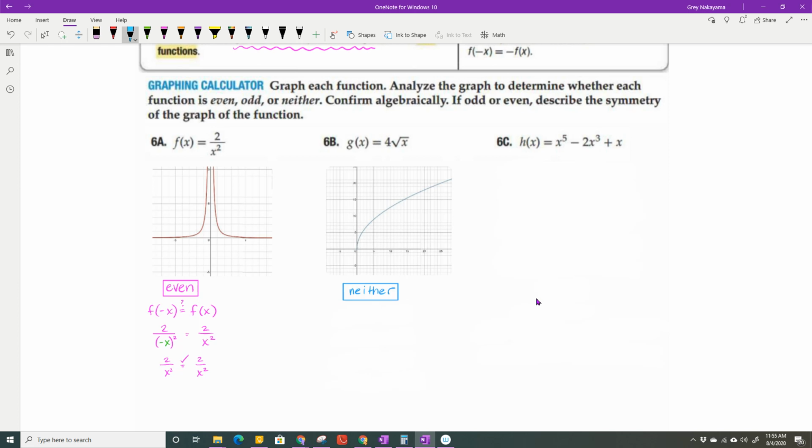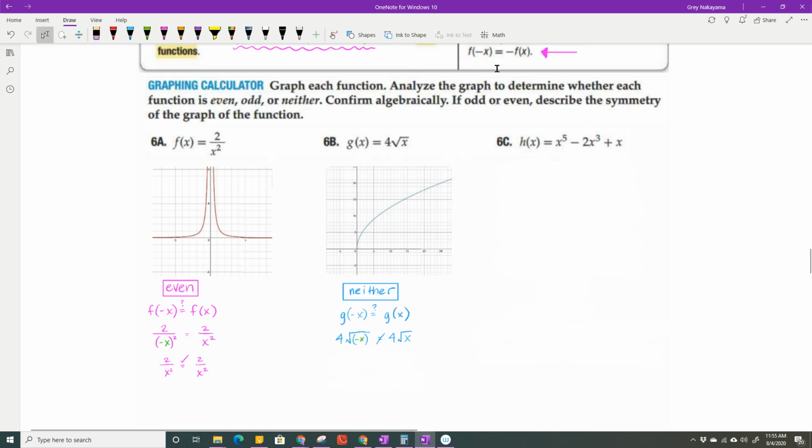And if it's neither, then I have to start off proving it's not even. So I'm going to look at, does g of negative x equal g of x? When I plug those in, I put negative x. Y'all, I can't take the square root of a negative number. So since I can't take the square root of a negative number, there's no way possible for these two functions to be the same. So they're not even.